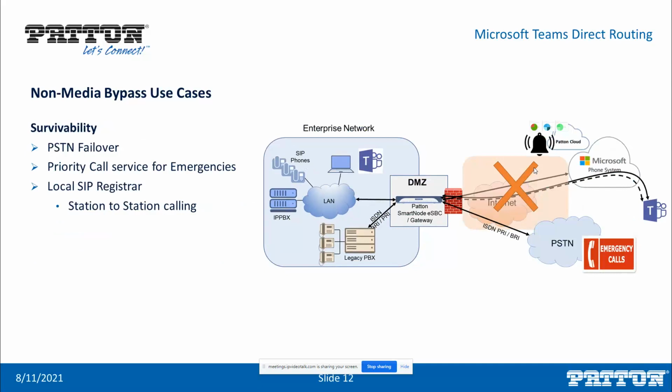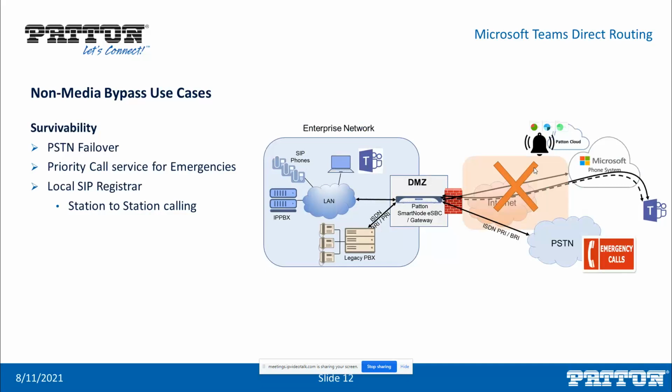The other non-media bypass use case is survivability. You can imagine that survivability, especially in the IP world, is really something which is required. In this case, we can provide PSTN failover. We can also provide a priority call service for emergencies, which is done through the routing table in the Smart Node SBC. And through the SIP registrar, we can also provide station-to-station calling, which is of course very important for the survivability of the system.